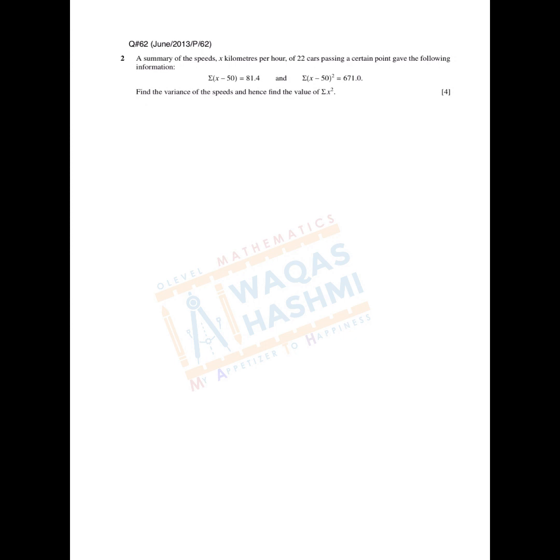Alright. First thing, we have the value of n and it is equal to 22. Right. That question belongs to coded mean. So at first step, I will assume that let y is equal to x minus 50, right? So we can say that summation of y is equal to 81.4. Also, we can say that summation of y square is equal to 671.0.